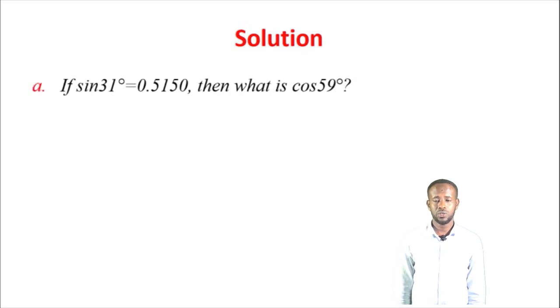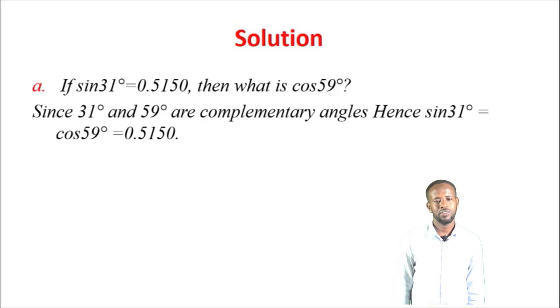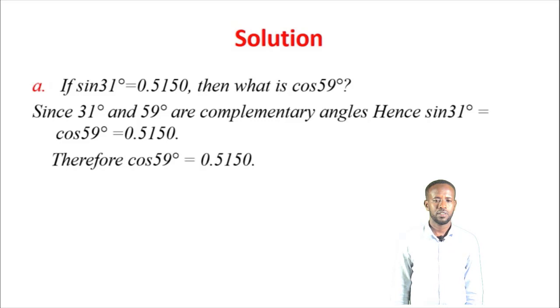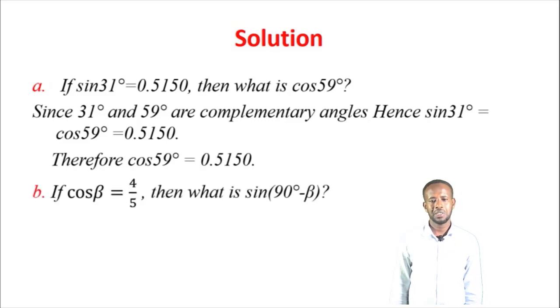If sine of 31 degrees is equal to 0.5150, then what is cos of 59 degrees? Are 31 and 59 degrees complementary when added? They become 90 degrees. Therefore, it is complementary angles, so they must be equal. Sine of 31 and cos of 59 degrees are equal. So cos of 59 degrees is equal to 0.5150. If cos beta is equal to 4 over 5, what is sine of 90 degrees minus beta? The same, they will be equal because beta and 90 degrees minus beta are complementary angles. So it is 4 over 5.